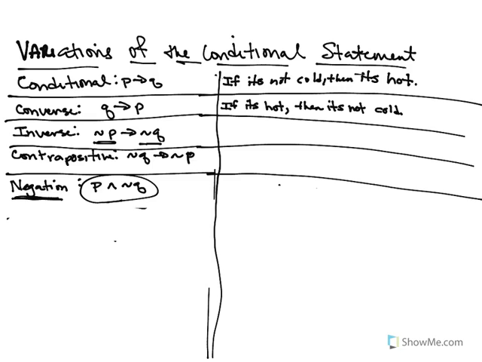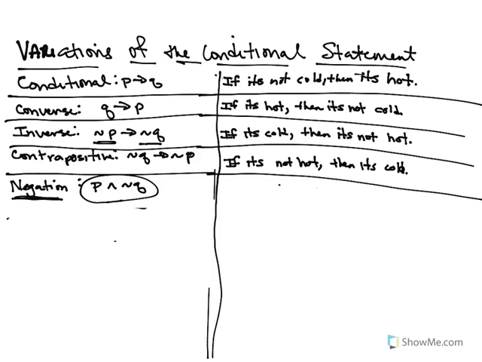The inverse, not P, then not Q. So the not of this P. So if it's not cold, so what is the not of a not? The not of a not is. So if it's cold, then it's not hot. And so then the contrapositive is just that statement flipped. So if it's not hot, then it's cold.